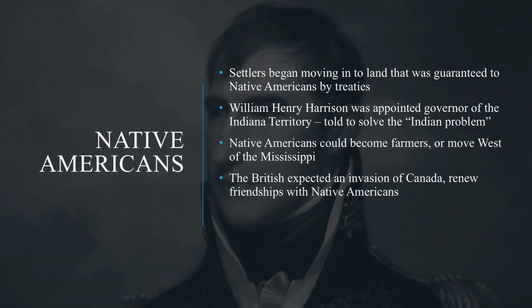During this period, tensions between the United States and Native American tribes began to increase. Settlers began moving into land that had been guaranteed to Native Americans by treaties signed with the United States. William Henry Harrison was appointed the governor of Indiana Territory, and he was told to solve the Indian problem. The solution was that Native Americans could either become farmers or they could move west beyond the Mississippi.